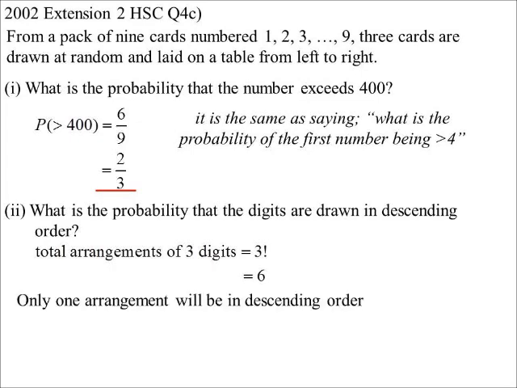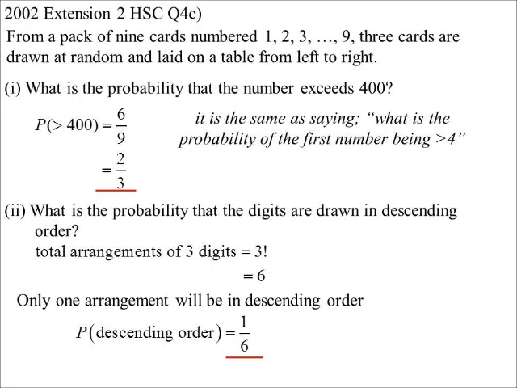Okay. There'll be only one arrangement that's in descending order. Because what we're saying is, how many ways can we arrange the 3 digits? We've selected 3 digits. How many ways can we place them down so that they're in descending order? 1. It's only one way. So therefore the probability is 1 in 6.